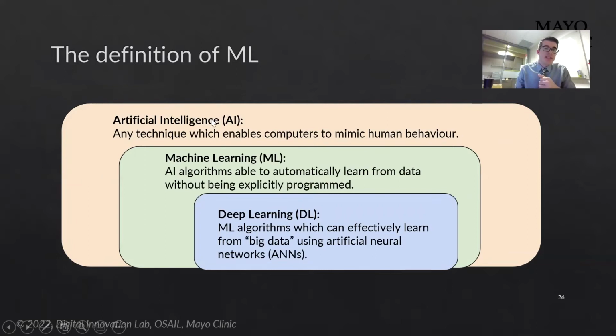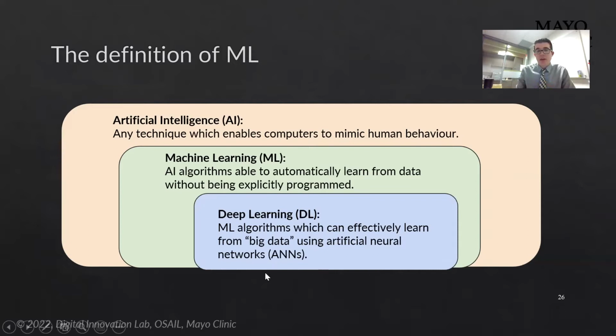Machine learning is a subset of AI, which is algorithms that are able to learn from the data without being explicitly programmed. So like we were just talking about, not telling the algorithm exactly which variables are important, but having the algorithm learn those variables itself by giving it examples.